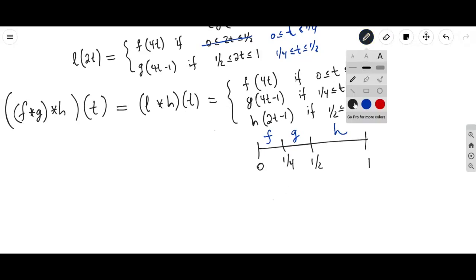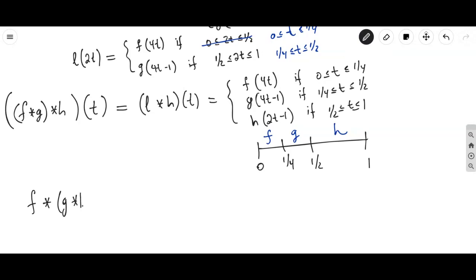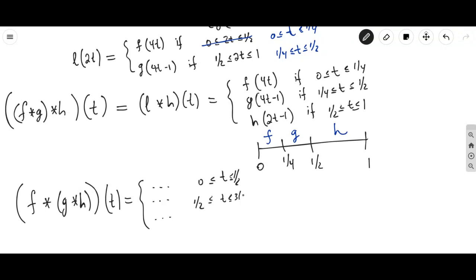The other one, if you do it the other way around, if you have F juxtapose G juxtapose H, and you try to work out the formula, I'm not going to tell you what the formula would be, because that's for you to figure out. But the way you'll have 3 conditions, and it's going to go like this. It would be t between 0 and 1/2. Then it will be between 1/2 and 3/4. And then the other one will be between 3/4 and 1. And you just have to figure out what the functions are.